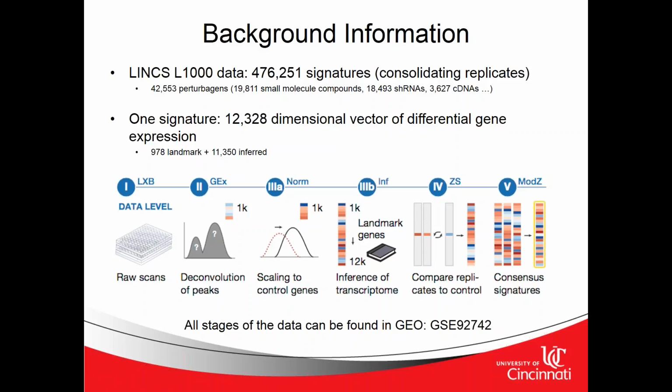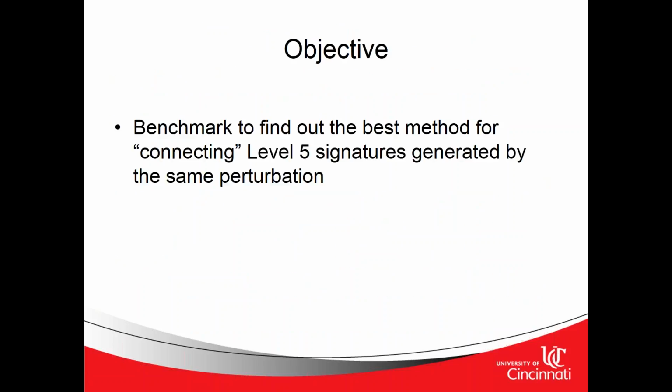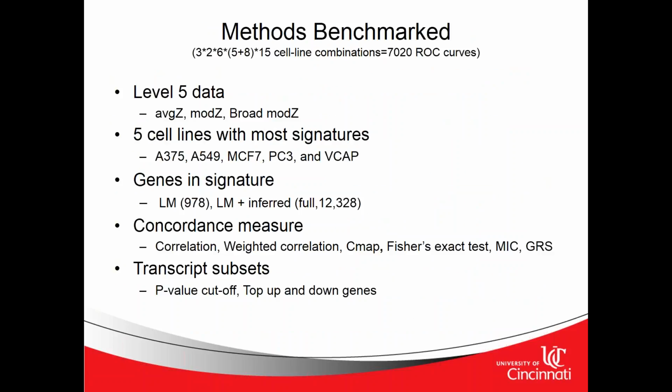The objective is to benchmark to find out the best method for connecting these level 5 signatures. So we use different combinations of methods I briefly mention here. First, we have 3 different sources of signatures: average Z, mod Z, and Broad Institute mod Z, which I'm going to explain shortly in the next slide.